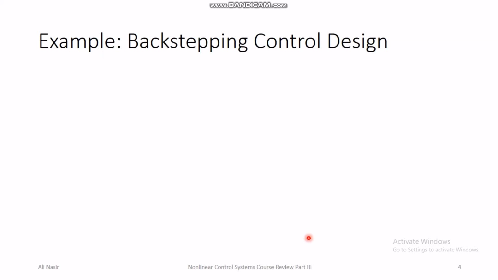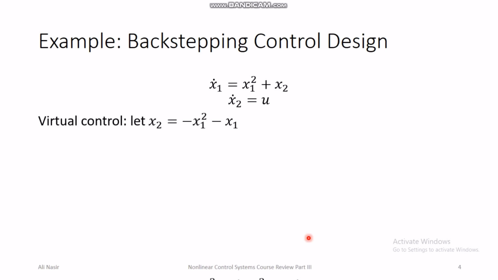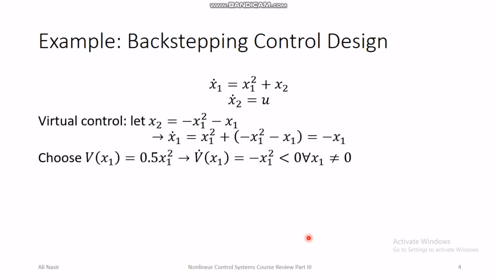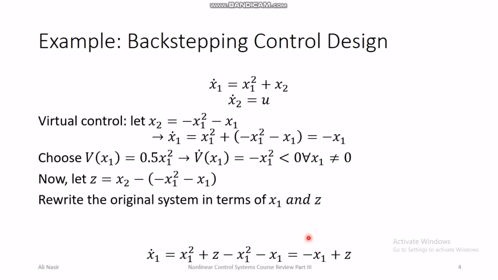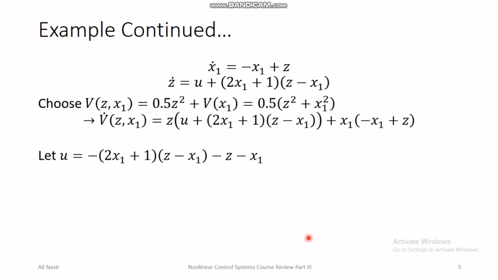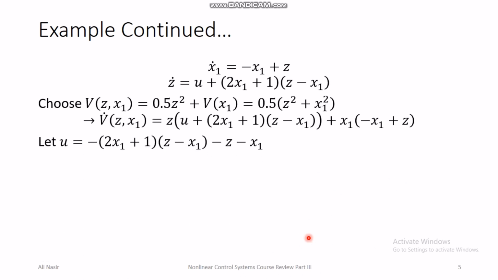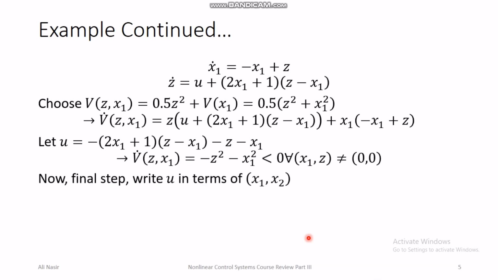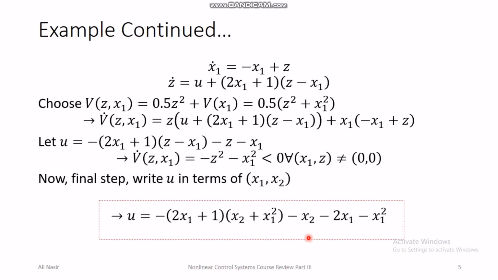We looked at an example where we have x1 dot equal x1 square plus x2, x2 dot equal u. We define the virtual control, then we define the system in terms of x1 and z, and once we have that, we define a new Lyapunov function and determine the control input that makes V dot negative. And then once V dot is negative definite, we convert the u in terms of x1 and x2 using the relationship between z and x2.